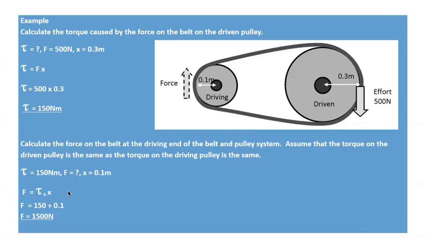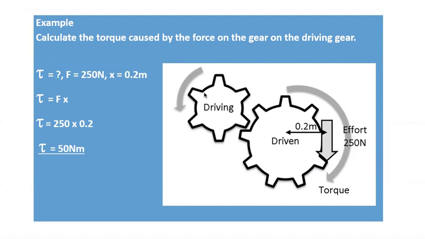So it's similar to the levers. If we know the two things here, 500 times 0.3, we times them together and divide by the other one. So 500 times 0.3 gave us the 150, divided by 0.1 gives us 1500 newtons. So there's a big force here.